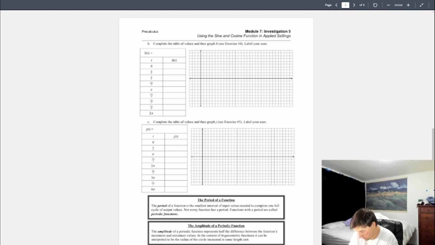1 point. Oh, 2 pi, it's going to be at 0. And 3 pi, it's going to be at negative 2.3. Now the middle ones, this is 3 pi over 2.